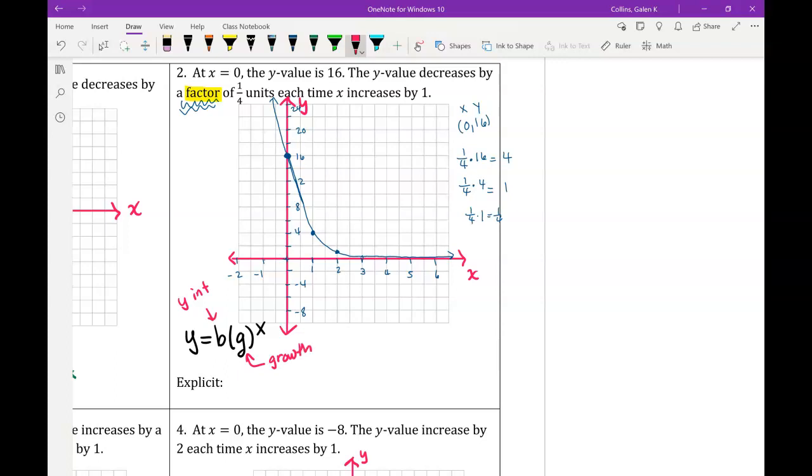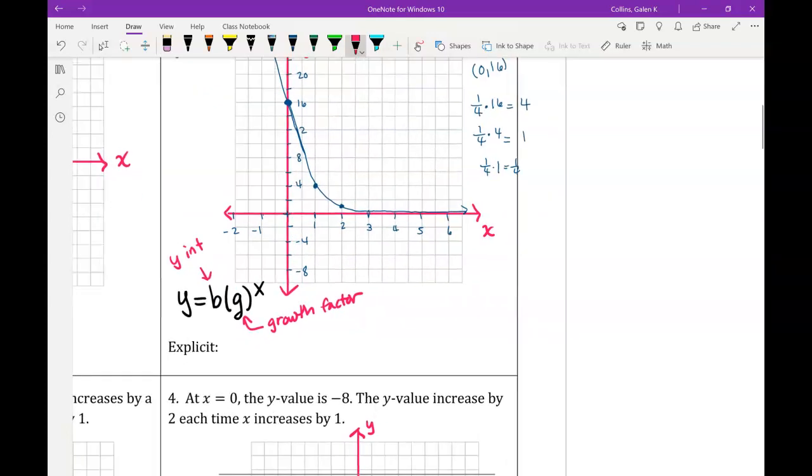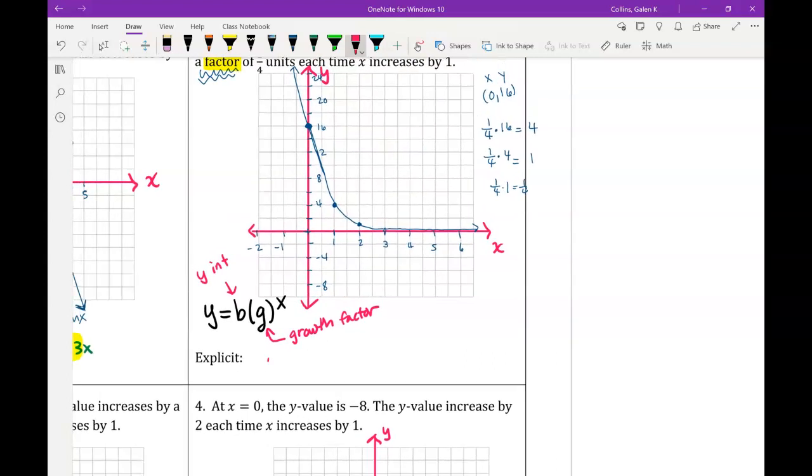I like to use g for growth factor, although you could argue in this case we have decay and not growth, and that's all right. It's just what we got. Okay, so my y-intercept is 16. I am growing by a factor of 1/4, and I know I'm going to raise that to the power of x. That's what makes this exponential, is that x, or a variable, is my exponent. Similarly, you could write that, if you prefer the decimal, 0.25 in lieu of the fraction 1/4. Those are equivalent.